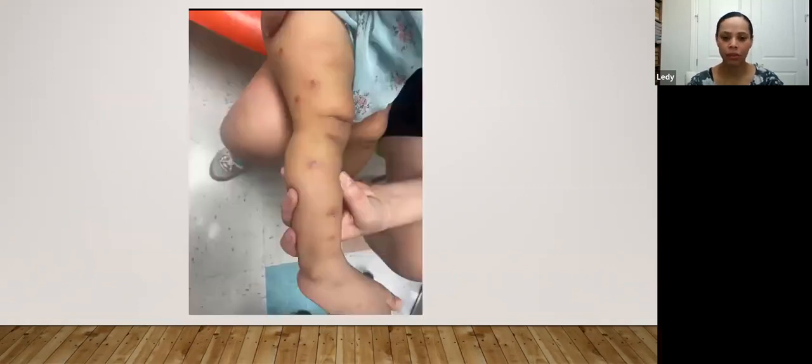So one more time, these are the lesions. They're firm, a lot of open skin from the kid scratching, arms and legs, face, and usually not the torso.